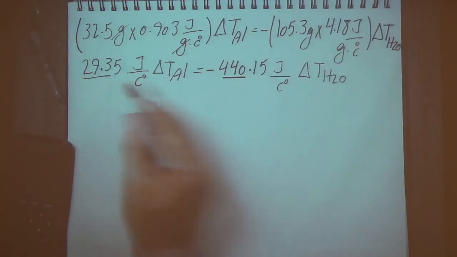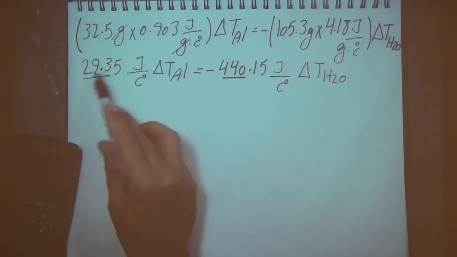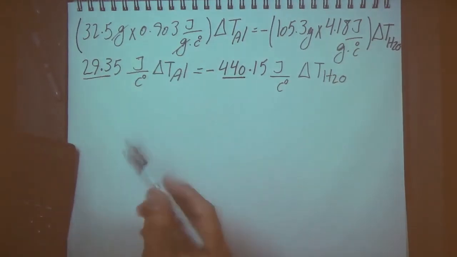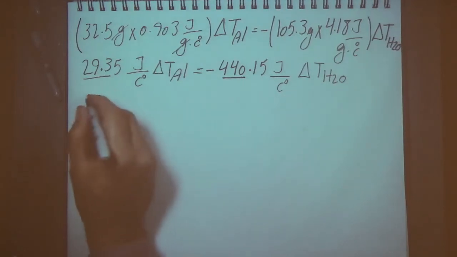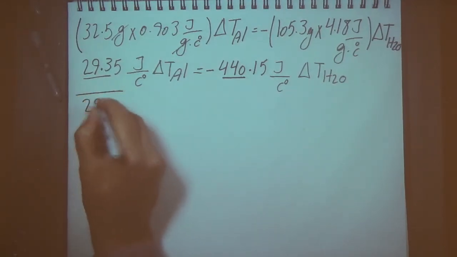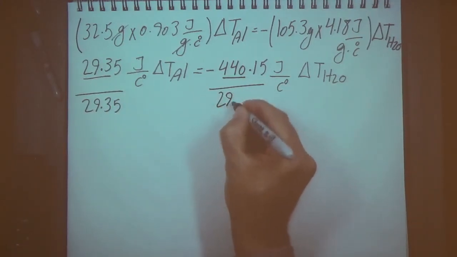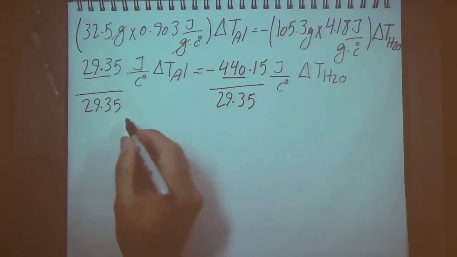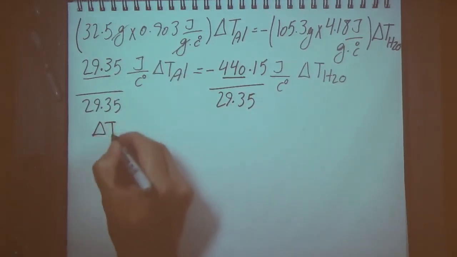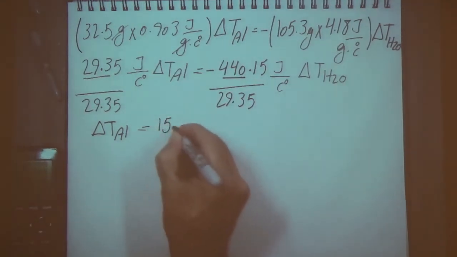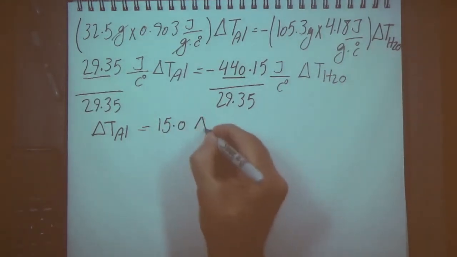Now I can divide both sides by either 29.35 or by this number. I'm going to divide both sides by the smallest number. So next step, let's divide this one by 29.35. And same thing here, we will divide this one by 29.35. So I get delta T of aluminum equal to, this one is going to be equal to 15.0 delta T of H2.